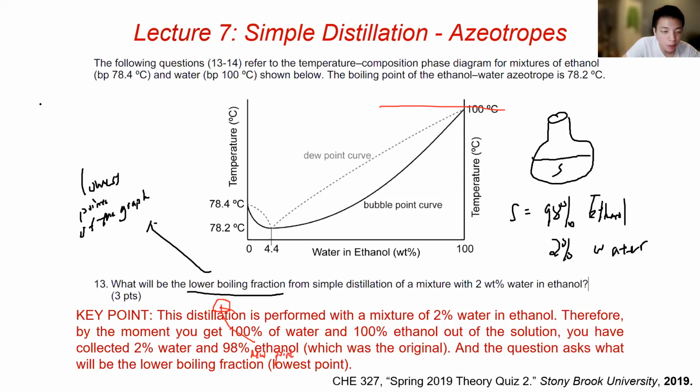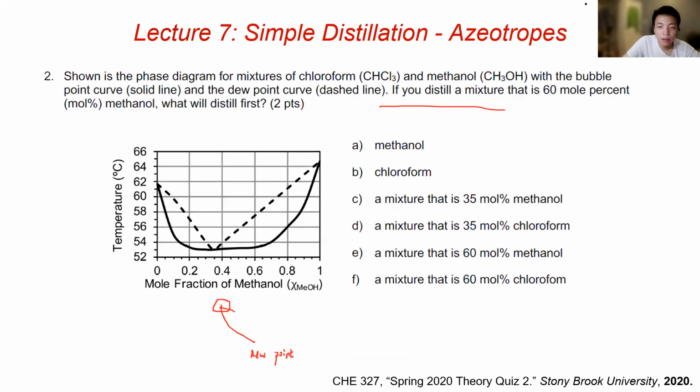The temperature will be at 78.2. And there will be a lower fraction because that's our azeotrope, the lowest point where the mixture distills out. And then we have another question, and I will leave this for you guys to figure out.